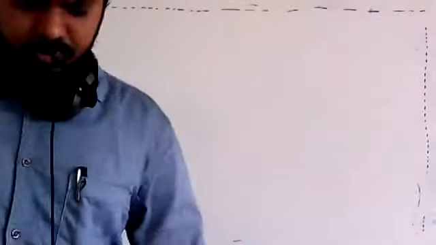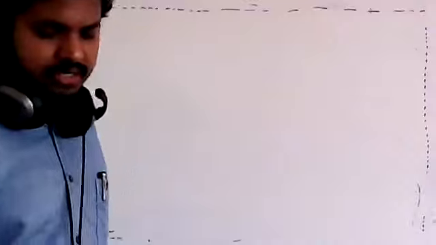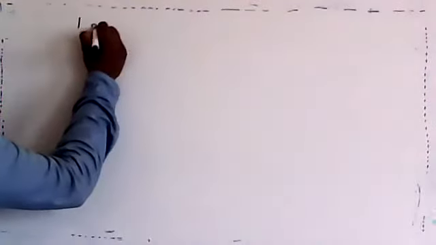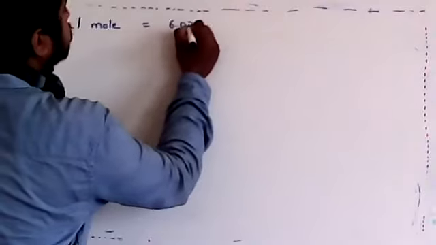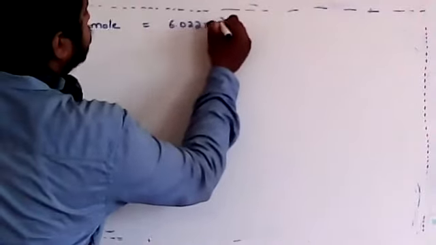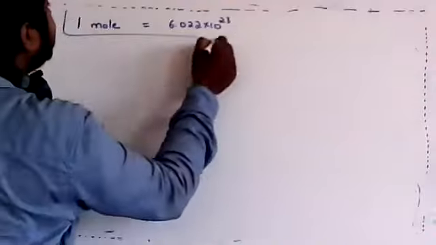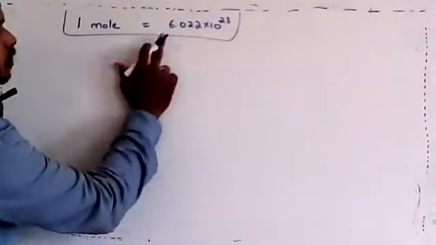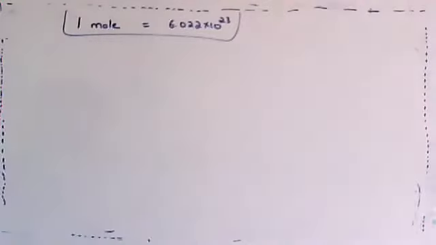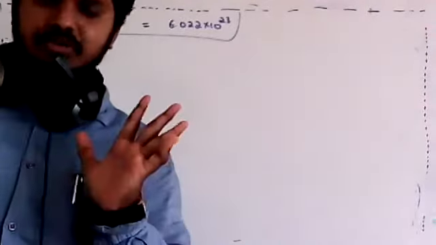So let's solve it. Before solving, you should have a basic understanding that 1 mole of anything will be equal to 6.022 into 10 to the power of 23 of anything. Anything means if it is an atom, this is atoms; if it is a molecule, this is molecules; if it is an ion, this is ions. Based on what they're asking, you have to find it.